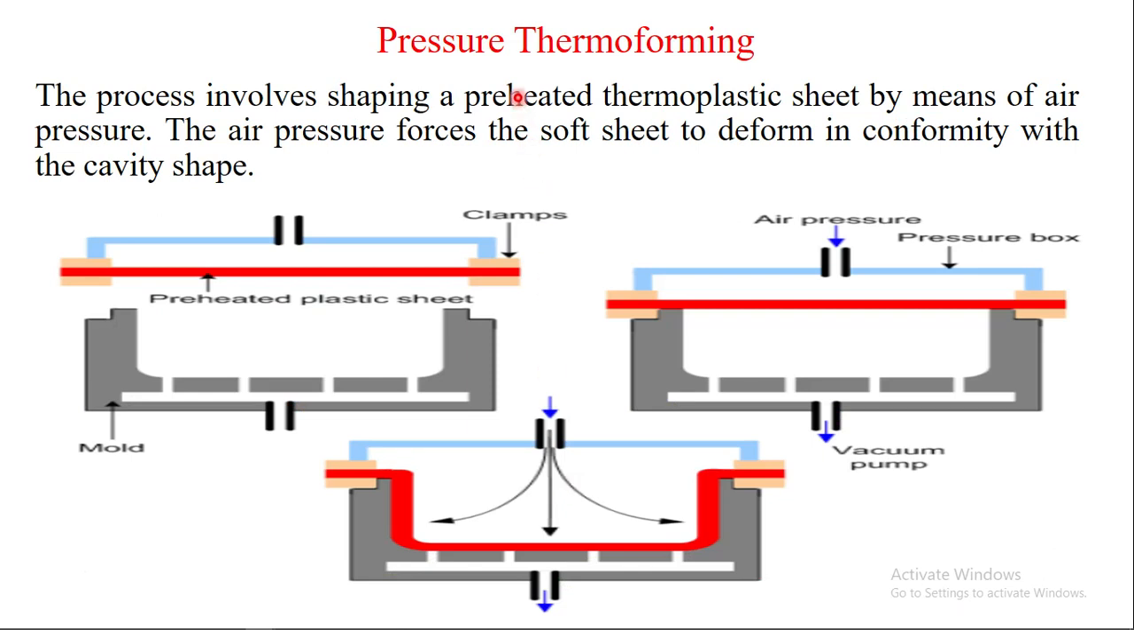The fifth one is pressure thermoforming. It is similar to that, but in here some opposite processes are available. The process involves shaping preheated thermoplastic sheet by means of air pressure.